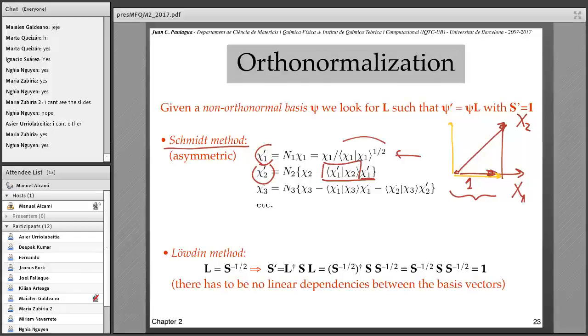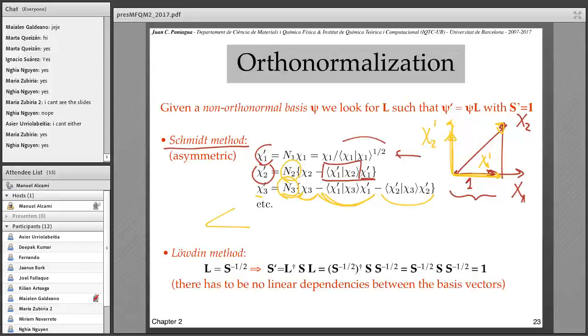The sum of the two yellow vectors, of course, is x2. So x2 minus the horizontal vector gives the vertical vector. Then we normalize the vertical vector, and we obtain a second vector, x2 prime. This is x1 prime, which is orthogonal to the first one and normalized. And same thing, for instance, for the third vector, we subtract the projection onto the first and the second, and we normalize the result.